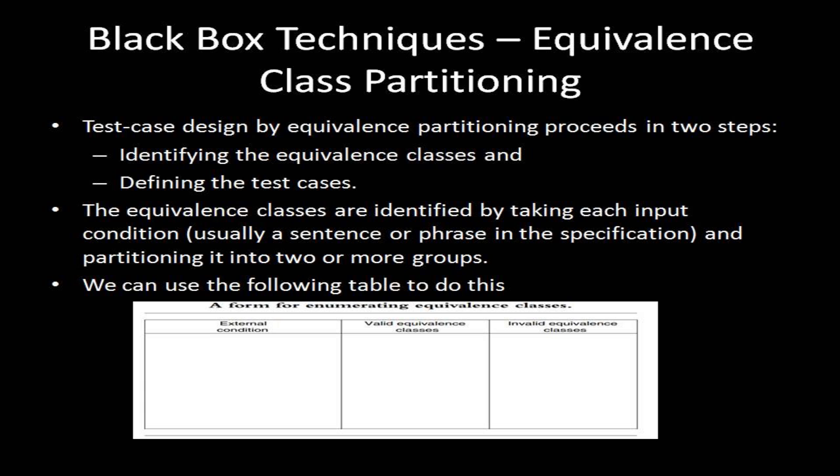Test case design by equivalence partitioning proceeds in two steps. 1. Identifying the equivalence classes, and 2. Defining the test cases. Identifying the equivalence classes. The equivalence classes are identified by taking each input condition, usually a sentence or phrase, in the specification, and partitioning it into two or more groups. You can use the following table to do this. Notice that two types of equivalence classes are identified. Valid equivalence classes represent valid inputs to the program, and invalid equivalence classes represent all other possible states of the condition, i.e., erroneous input values.